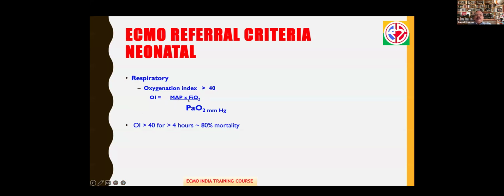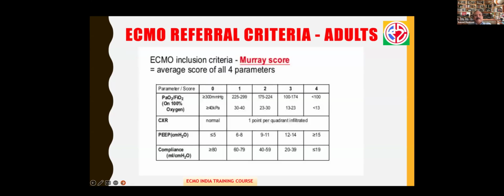MAP times FiO2 divided by PaO2 in millimeters of mercury. Mean arterial pressure times FiO2, this is the number to be divided by PaO2 in millimeters of mercury. So if it is more than 40 for more than 4 hours, it correlates with 80% mortality.